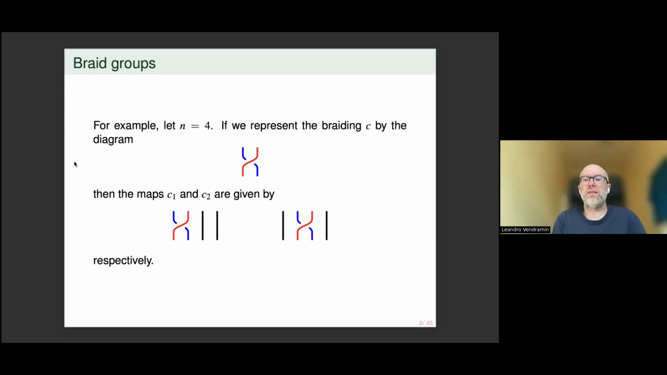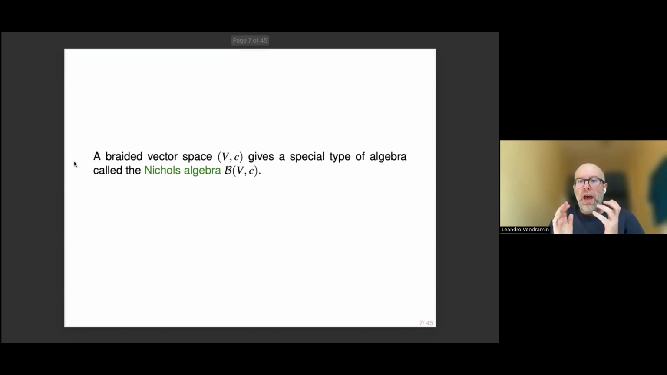Right? And this is the representation of the braid group that you produce with a braided vector space. The C is precisely the way in which you flip two strands. Now, as I said at the beginning, every time you have a braided vector space, you produce an algebra called the Nichols algebra of the braided vector space. It will be more than an algebra. It has more structure, but I don't want to discuss this extra piece of information.